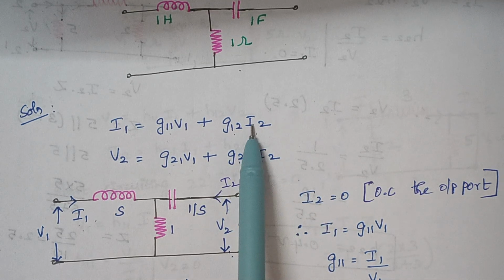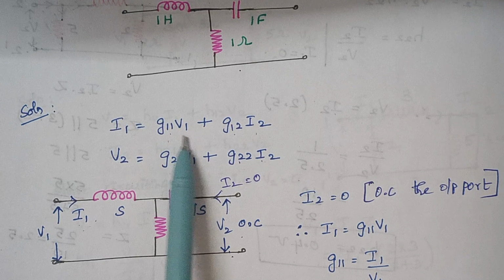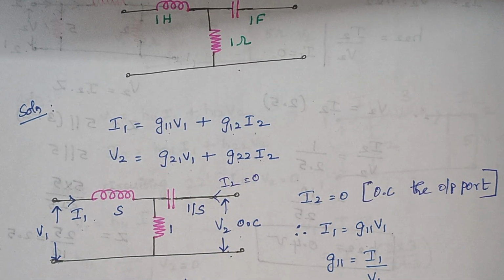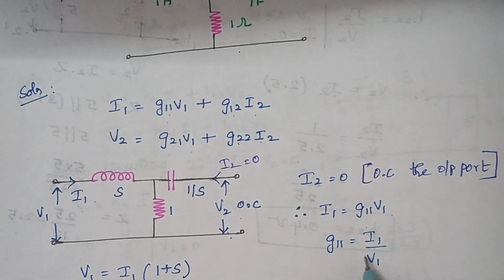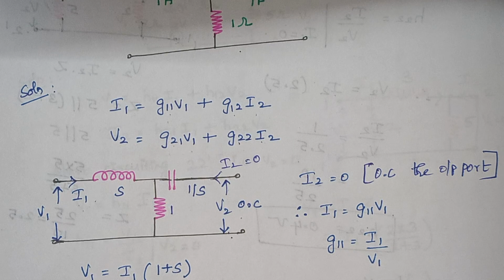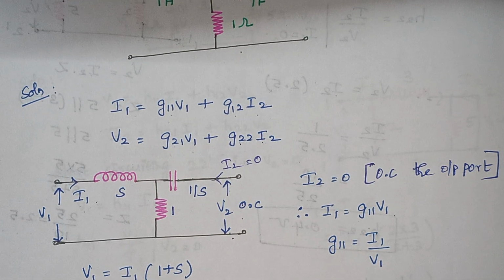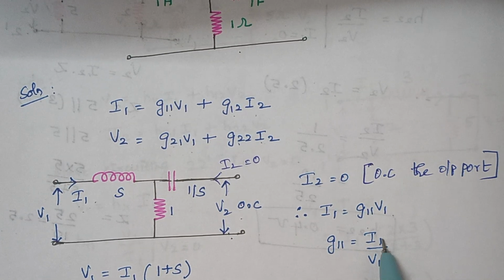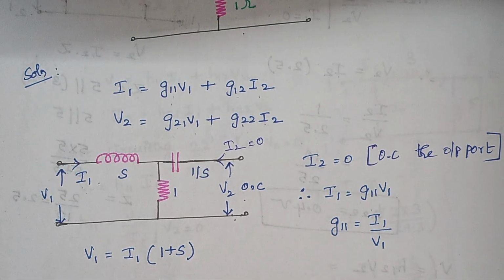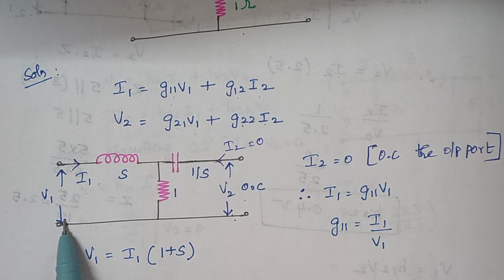When I2 is made 0, this equation gets modified as I1 equal to G11 V1. Therefore G11 is given by I1 by V1. Now we are going to find this ratio, I1 by V1. As a first step, we are calculating the value of V1.